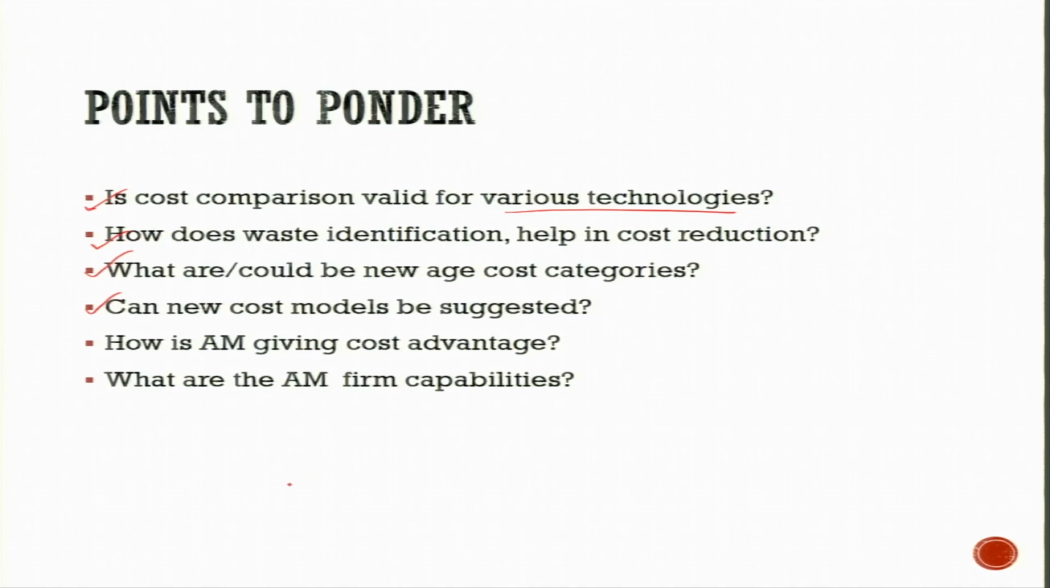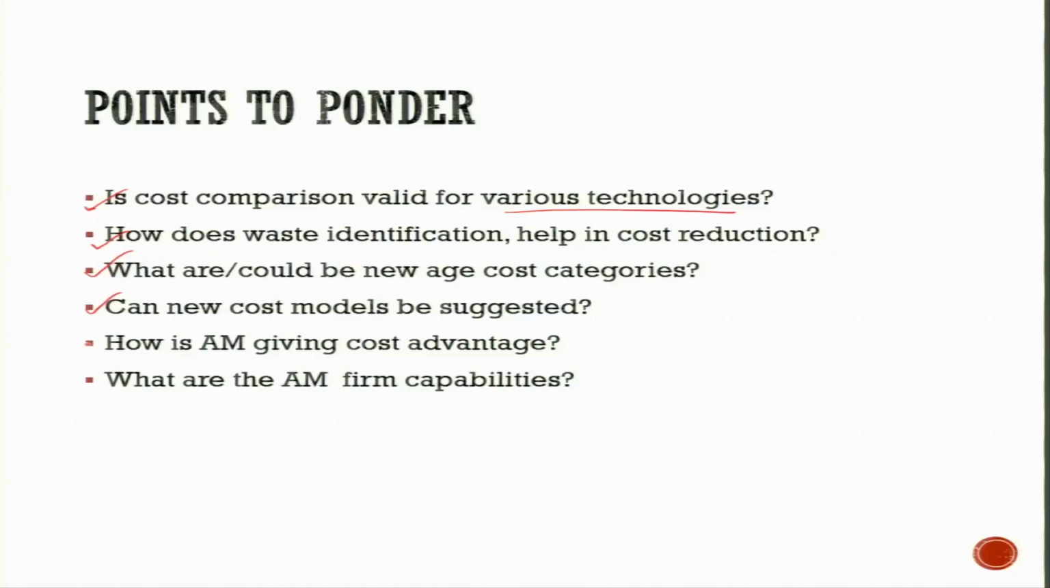Yes, there are multiple cost models which are coming. So, can you please suggest a simple cost model depending upon the level or the activity, or depending upon the setup that we have, direct or indirect, or we try to say pre-processing, processing and post-processing? How is additive manufacturing giving cost advantage in comparison to the subtractive manufacturing or the CNC manufacturing systems? So, what are the firm capabilities of additive manufacturing?